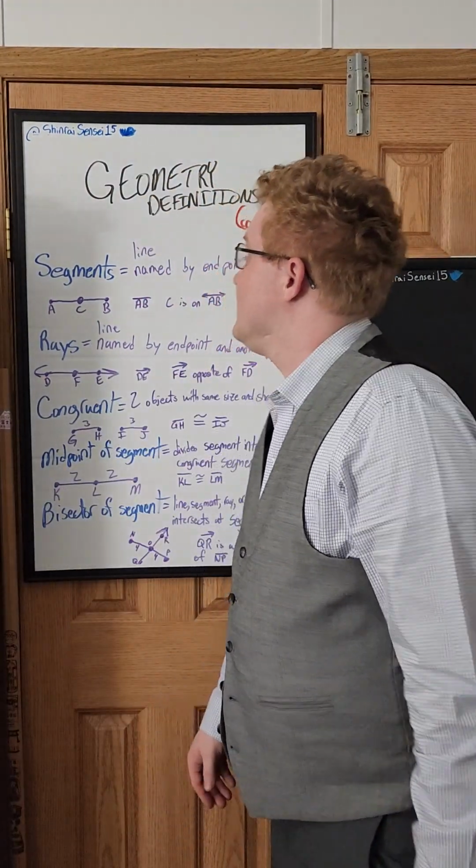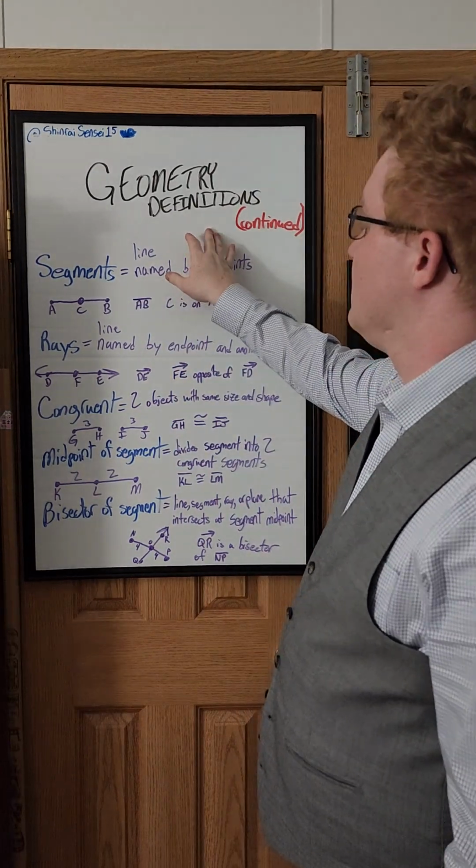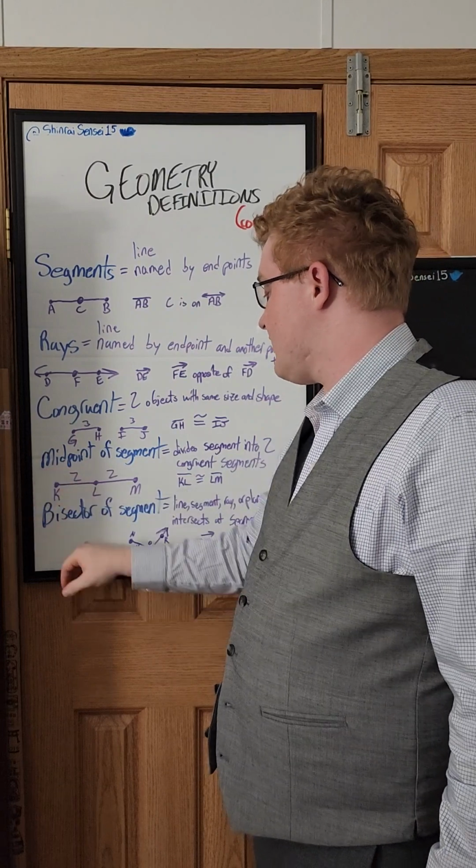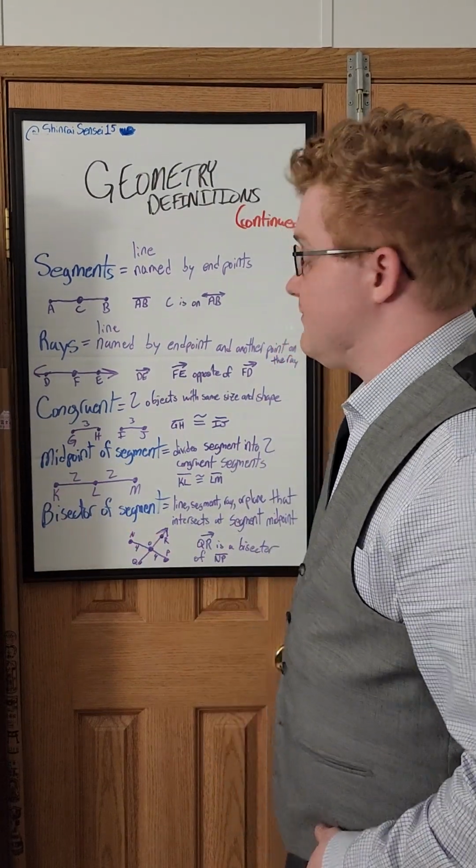And today we're going to continue our geometry definitions and we're going to cover segments, rays, congruent, the midpoint of a segment, and a bisector of a segment, right?